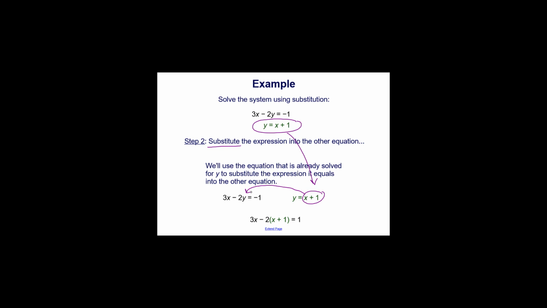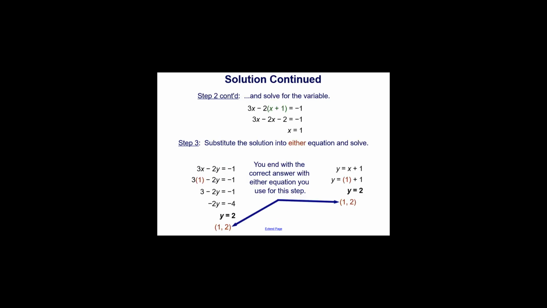So instead of 3x minus 2y, the new equation will not have the variable y in it. We're substituting in for y. Y is gone. Y is homesick. You will not see the variable y anymore. Instead, you'll see the equation with the new expression. We'll have 3x minus 2 times, now not y, but x plus 1, that expression, and then still equals negative 1. So now we can continue with step 2 and solve for that variable.